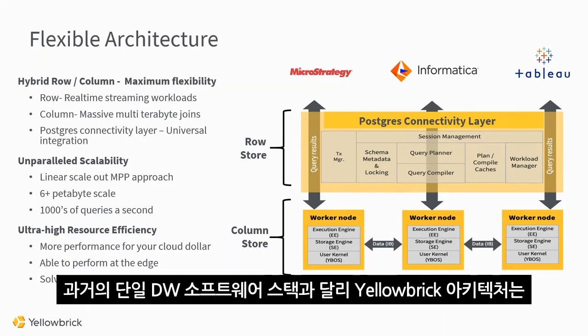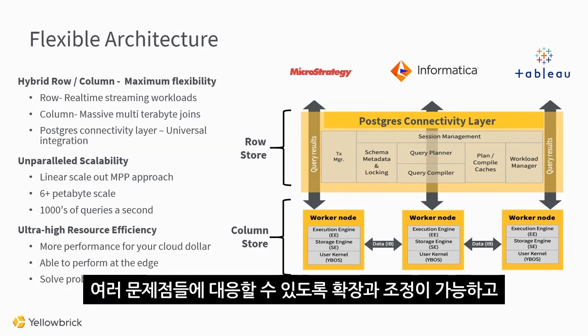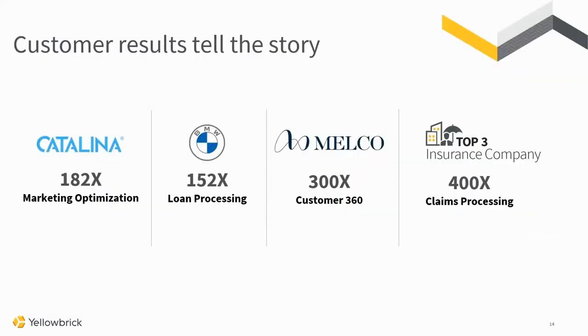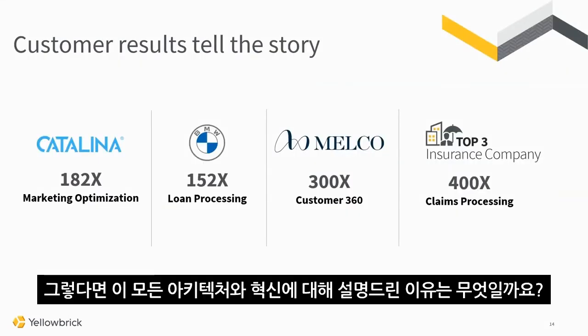Unlike many monolithic data warehousing software stacks of yesteryear, Yellowbrick's architecture is comprised of services that can be scaled out and adapted to meet the needs of the largest challenges and deployed in almost any environment. So what does all this architecture and innovation really mean?